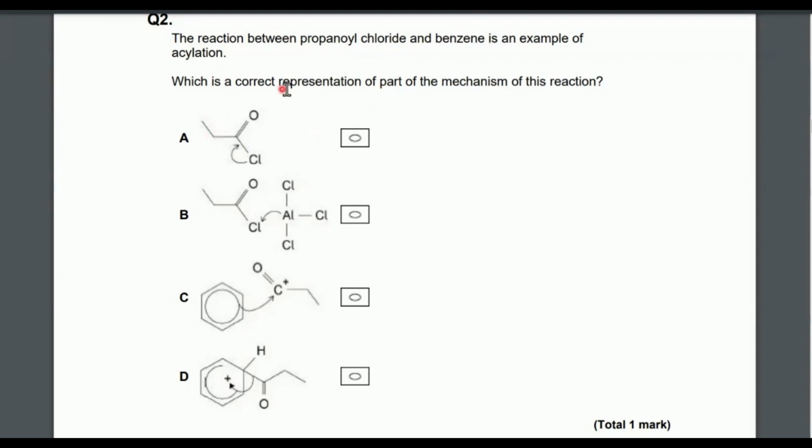Okay, so look at A. First of all, what we have with A, we're looking at the reaction of propanoyl chloride and benzene, and just any part of that mechanism.